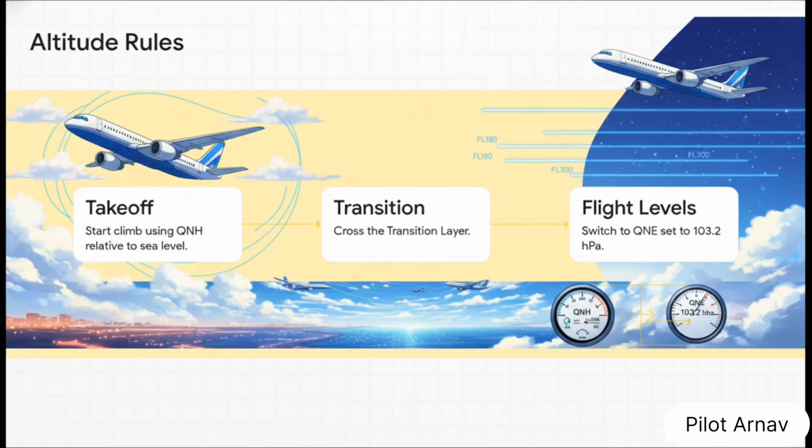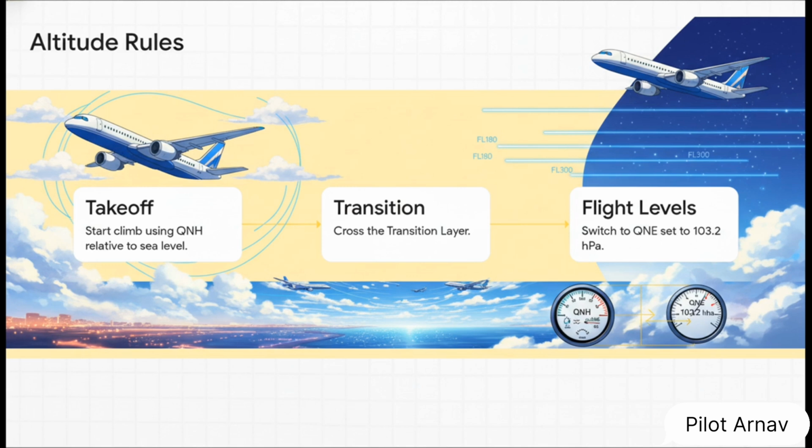Let's visualize this. Imagine our aircraft is actually climbing into the sky out of Delhi. We start our climb on QNH, referencing sea level. But as we get higher up, we obviously can't have every single plane using different local sea level pressures, right? That would be total chaos. So we pass through this buffer zone called the transition layer. And the very moment we climb above the transition level, we standardize everything.